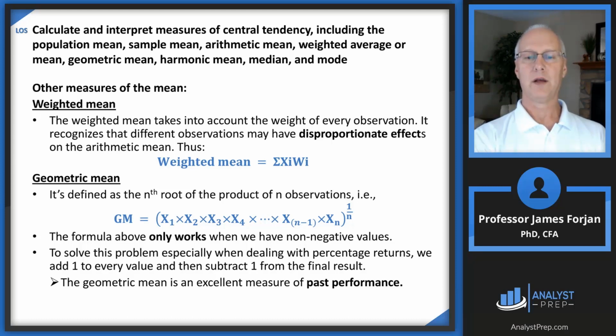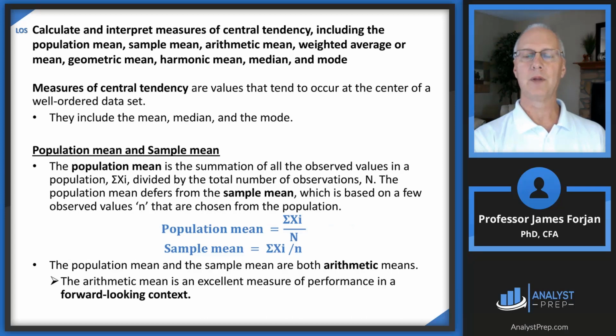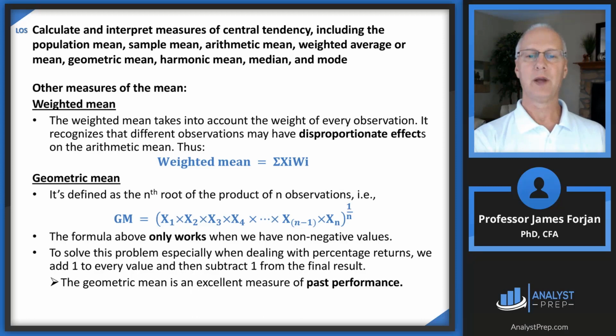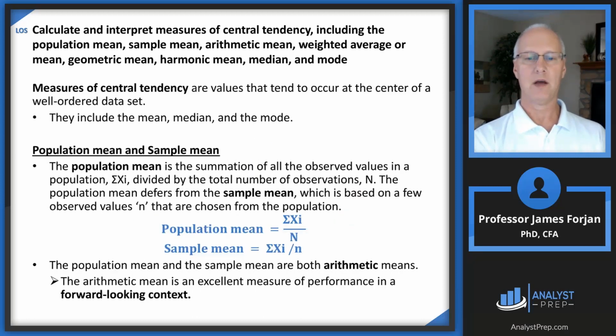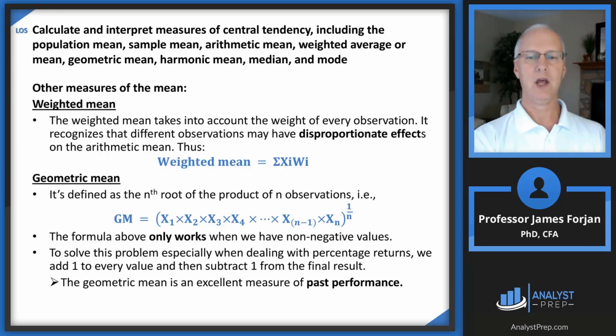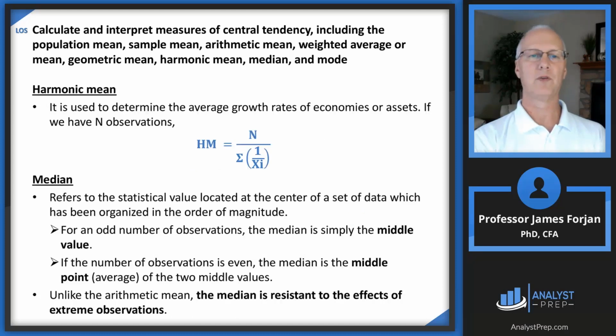The geometric mean only works for non-negative values. And what we're going to do with the geometric mean, when we do the population mean, what we do is we add the data points together. For the geometric mean, we're going to multiply the data points together. And then, now watch this, instead of dividing by n, we are going to raise the product of all those values to the 1 over n. Geometric mean is an excellent measure of past performance.